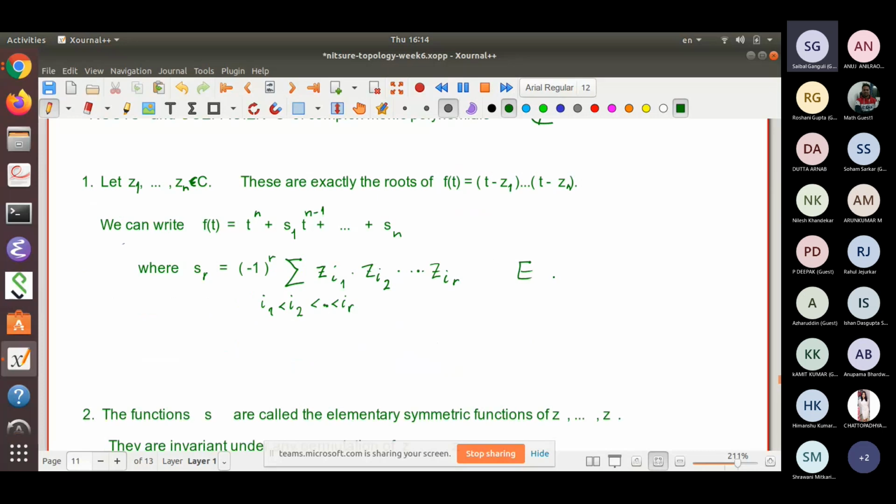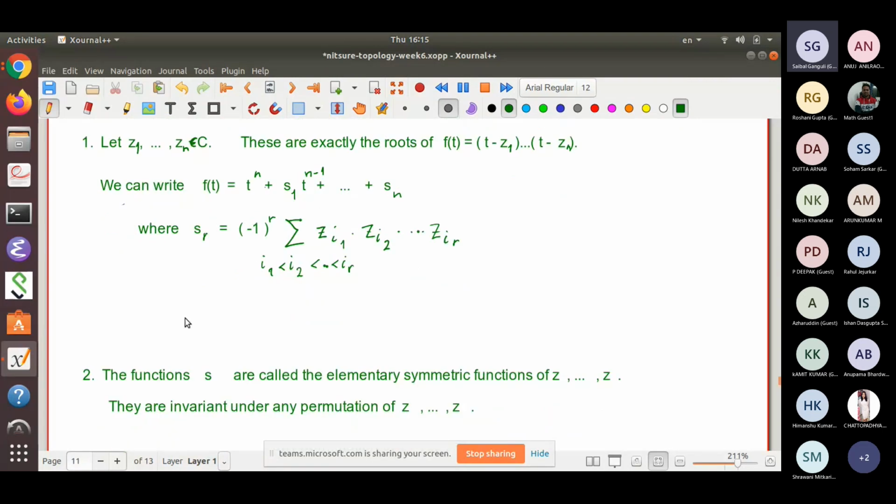Have you heard the word elementary symmetric polynomials? Yes, sir. And you have probably studied them in your algebra course, perhaps? Yes. How about in a topology course and a complex analysis course? Anyway, it doesn't matter. For us, it's all mathematics.